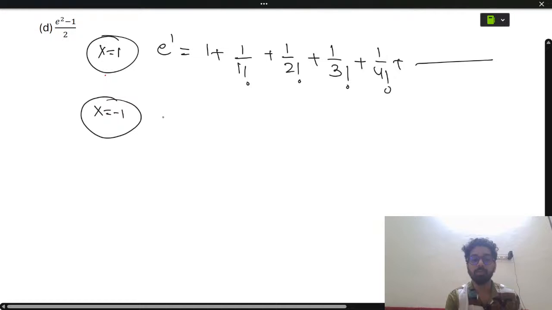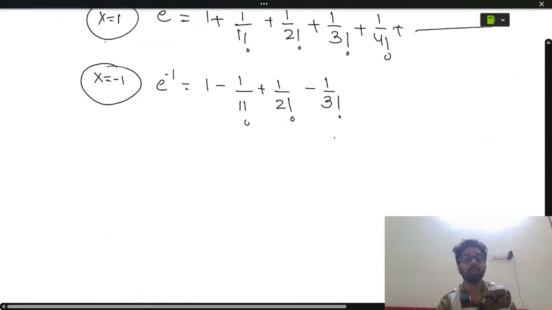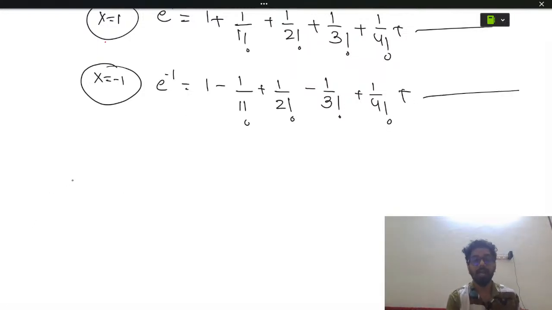What is e power minus 1? e power minus 1 is 1 minus 1 by 1 factorial plus 1 by 2 factorial minus 1 by 3 factorial, with the sign minus because x cube is minus 1 cube, which is minus 1, plus 1 by 4 factorial and so on. If you add both of them, e power 1 plus e power minus 1 is equal to 2.